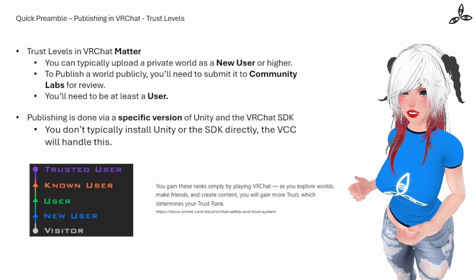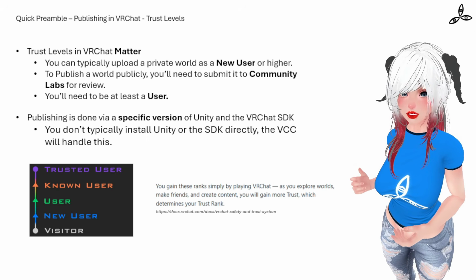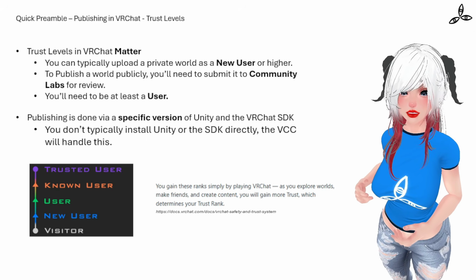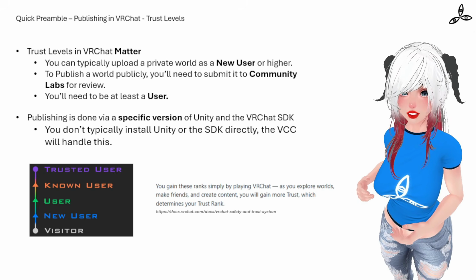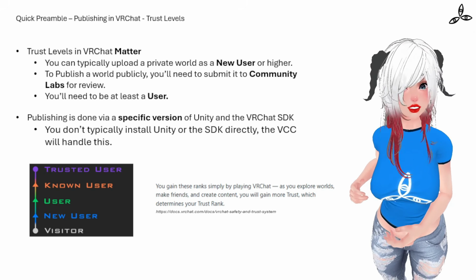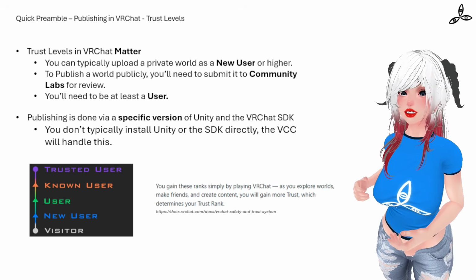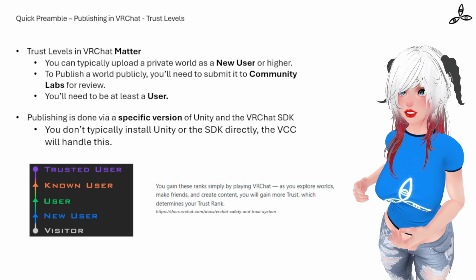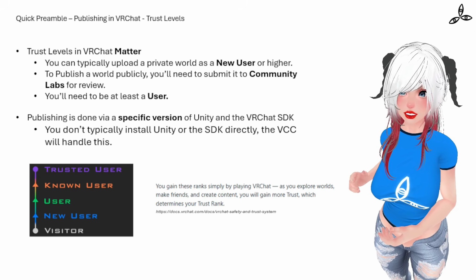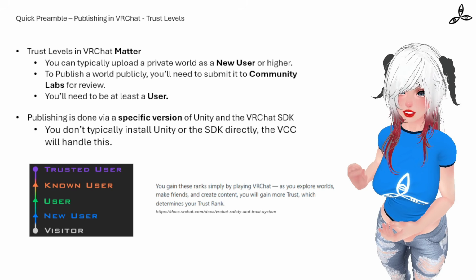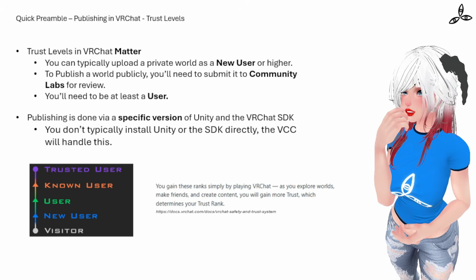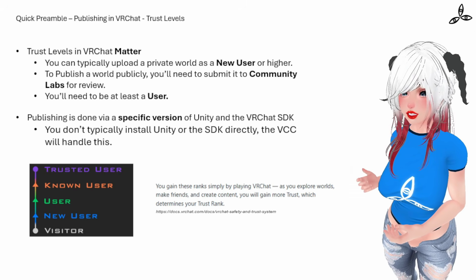So down the bottom left here, we've got the actual ranks as defined on the documentation page. You start off as a visitor, and then in time, you rank up to be a new user, then a user, then a known user, and then a trusted user. Typically once you reach new user, you can upload a private world at the moment. You can't do a public world at that point. You need to keep pushing up to user before you can go down the public world route.